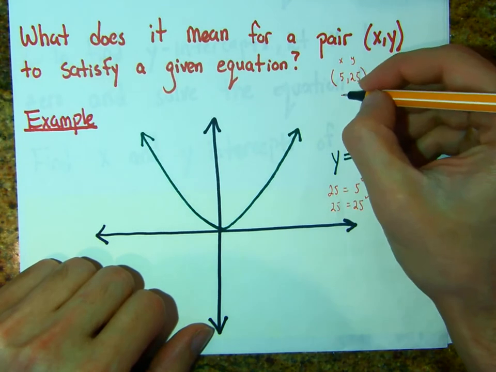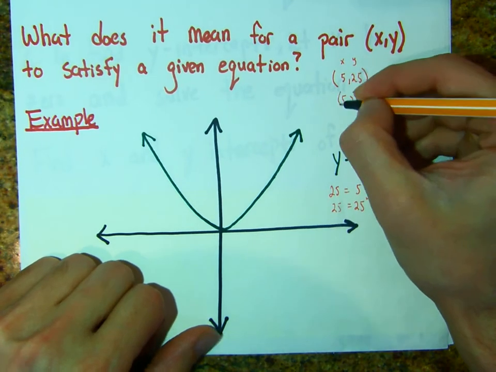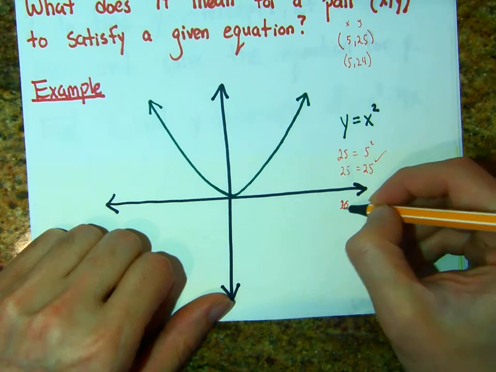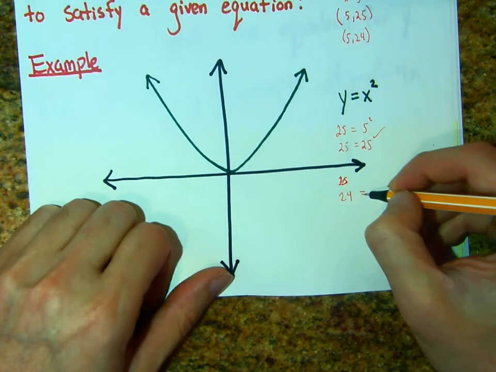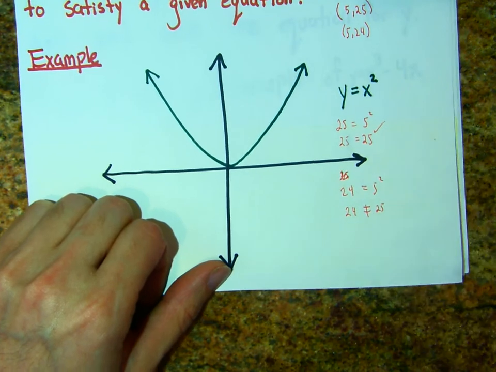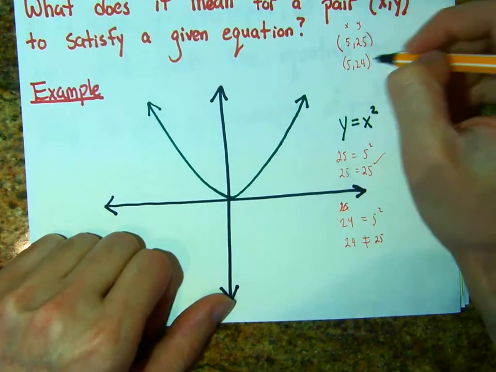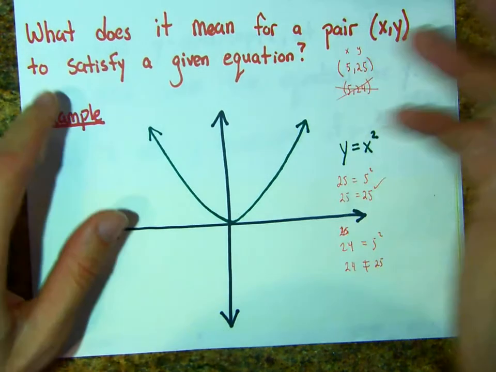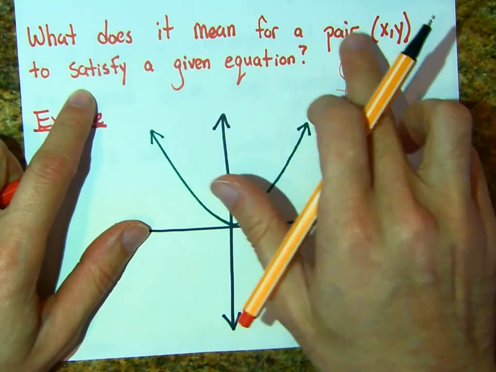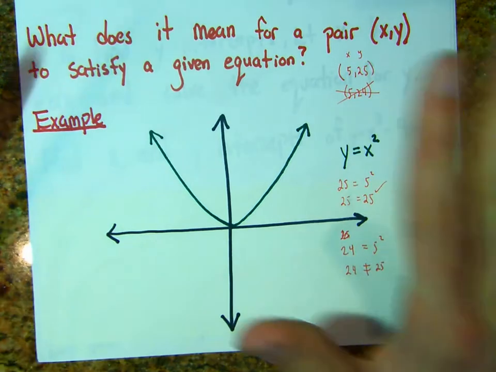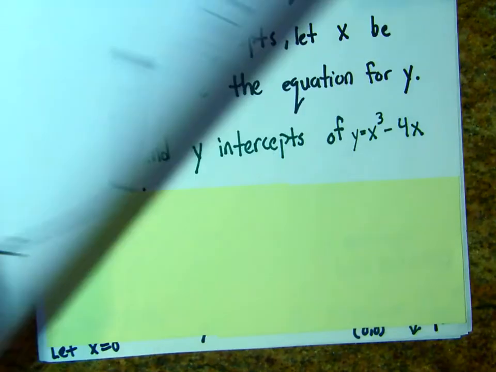But if I had something like this, 5 comma 24, that would not, because I would have 24 is equal to 5 squared, and 24 does not equal 25. So notice that this point does not satisfy the equation, but this does. So that's what it just means to ask, does a pair xy satisfy a given equation? All right, great. Let's move on.